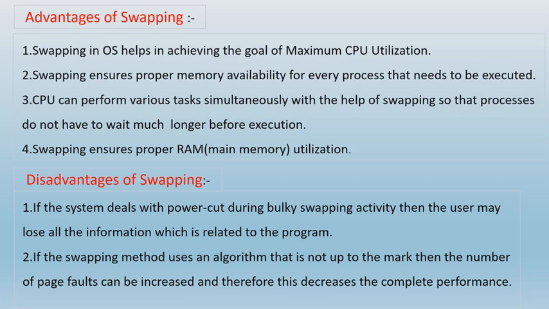Firstly, if the system faces a power cut during a bulky swapping activity, then the user may lose all the information related to the program, which means that the information may be lost. And secondly, if the swapping method uses an algorithm that is not up to the mark, then the number of page faults can increase, and therefore this reduces the overall performance.